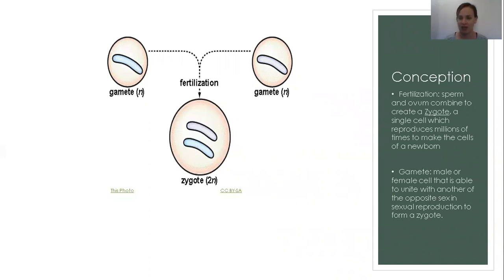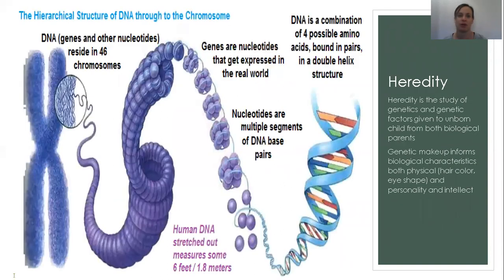And then we have a gamete. So we have the 2 gametes, a male gamete and a female gamete, which are cells that unite. And that's how we are made. That's sexual reproduction, and that's what forms that zygote, which is the single cell that reproduces millions and millions of times. While that is happening, we also have our DNA.